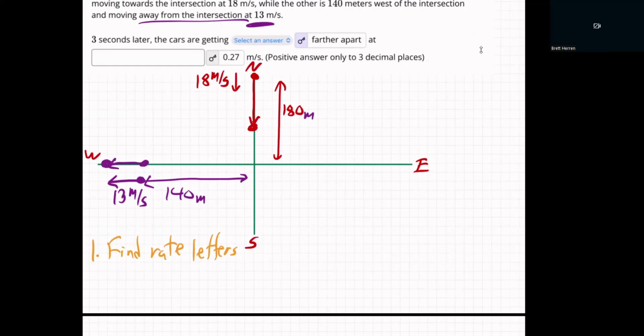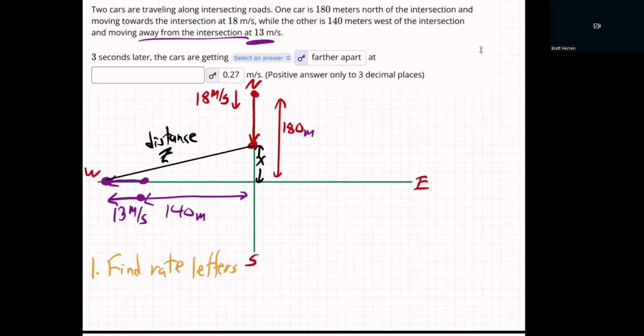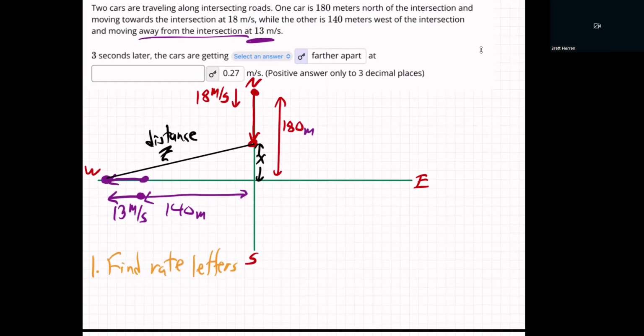Okay, and then they're going to talk about how far away those cars are from each other. So this is going to be the line connecting them. I'll call this Z. This is the distance between the two cars. And this I'm going to call X, which is from there to there. That's how far that car is from the intersection. And this I'm going to call Y, which goes all the way from there to there. How far that car is from the intersection. So you see what I'm doing?